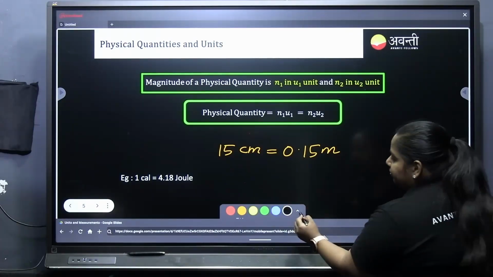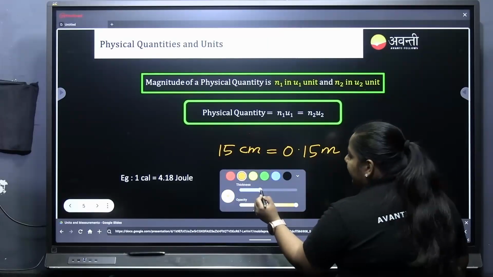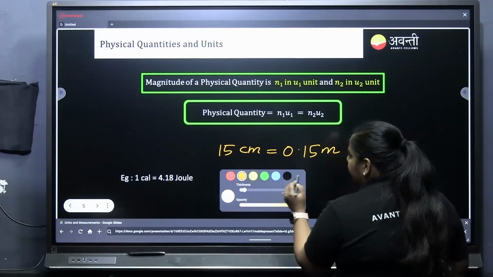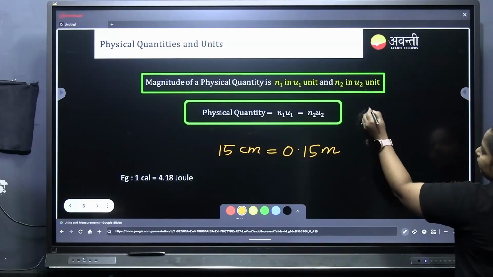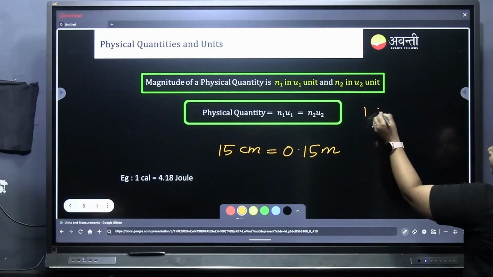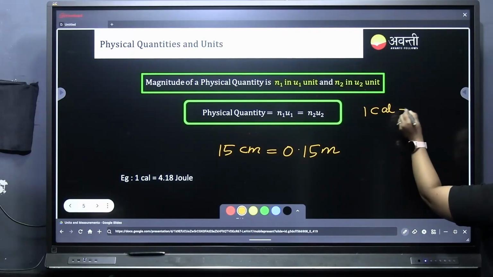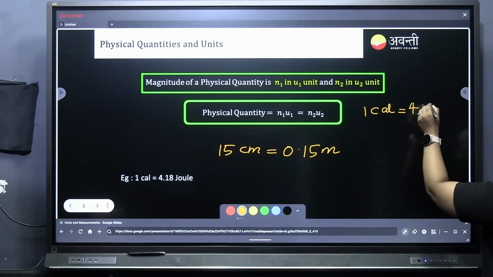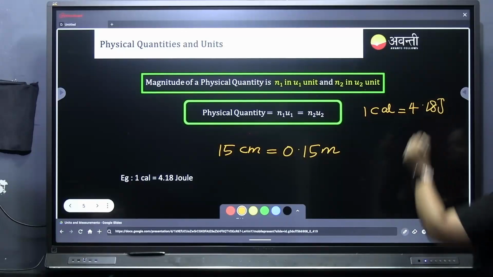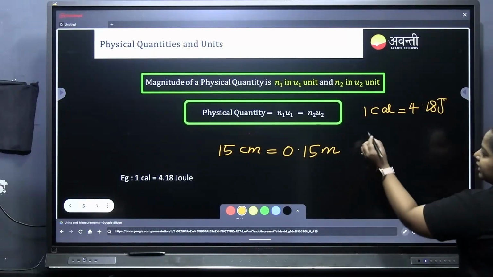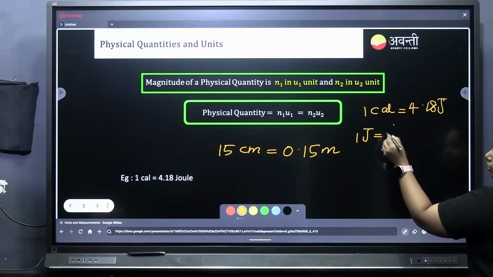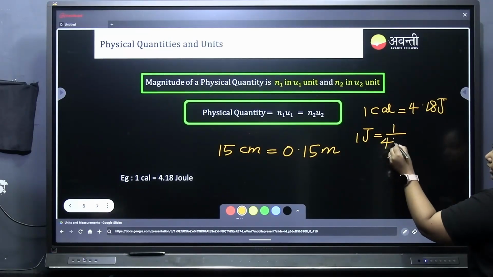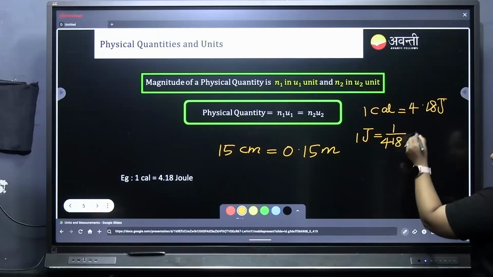What is given? Calorie to joule conversion is given. Now we have to do the reverse. So first, if you take 1 calorie equal to 4.18 joule. Okay. Then we can say that 1 joule equal to what? 1 by 4.18 calories.